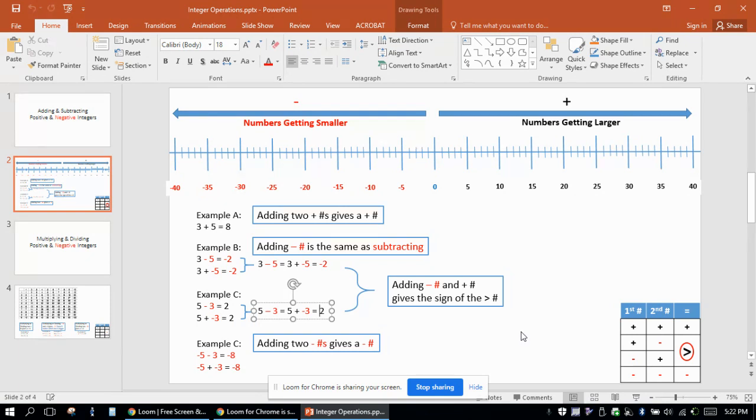So hopefully those rules right here are starting to refresh your memory from middle school. And I've summarized them all in this box right here based on these examples and based on using the number line.